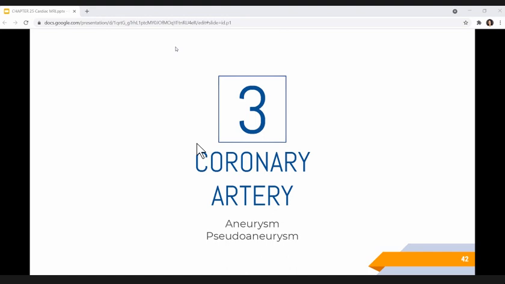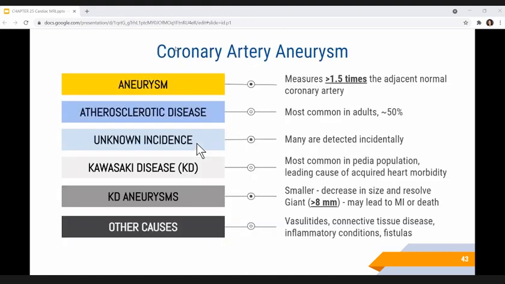Moving on to coronary artery aneurysm and pseudoaneurysm. Coronary artery aneurysm is defined as more than 1.5 times the adjacent normal coronary artery. Atherosclerotic disease is the most common etiology in adults, but in the pediatric population, Kawasaki disease is the most common cause. The smaller coronary artery aneurysms may decrease in size or resolve in patients with Kawasaki disease, but giant aneurysms more than 8 millimeters do not regress and can lead to rupture, thrombosis, or in some instances, MI and even death.